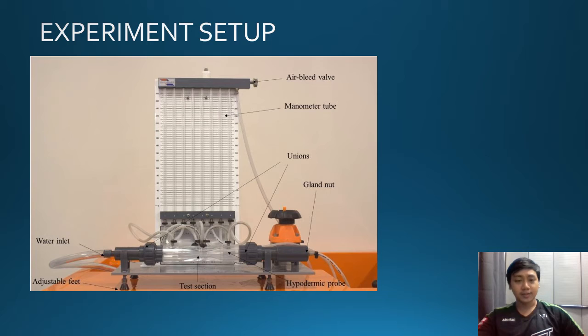This is the experimental setup for this Bernoulli theorem experiment. You can see we have the air bleed valve, the manometer tube, and the unions at the bottom, gland nuts, water inlet, adjustable feet to make it horizontal and stable, inside section, and the hypodermic probe.